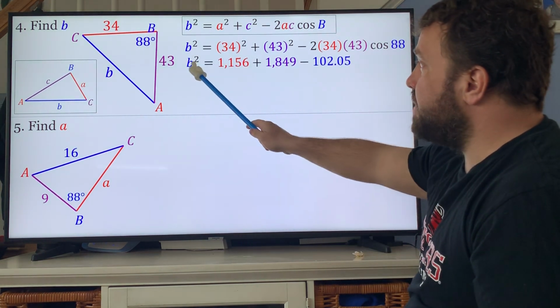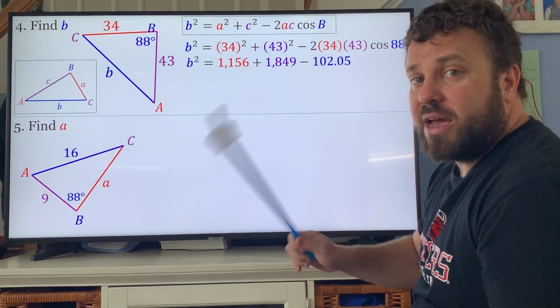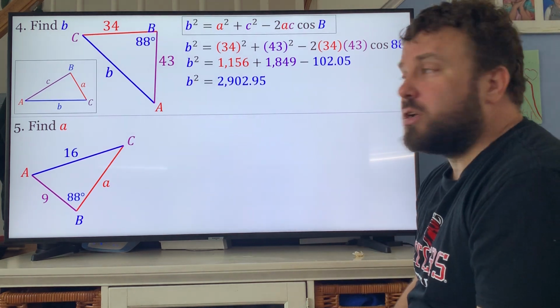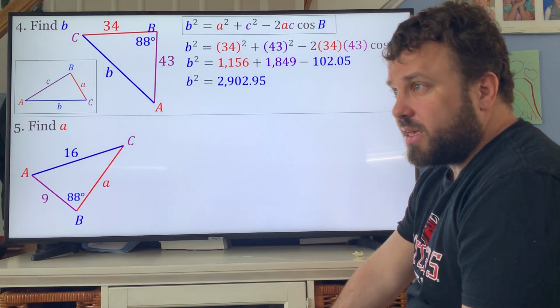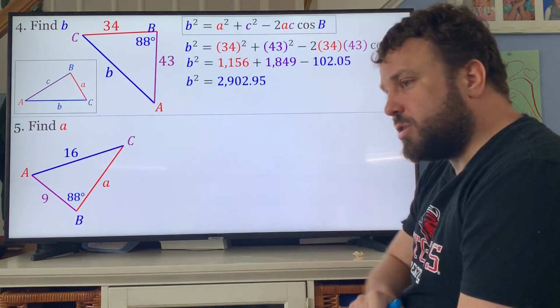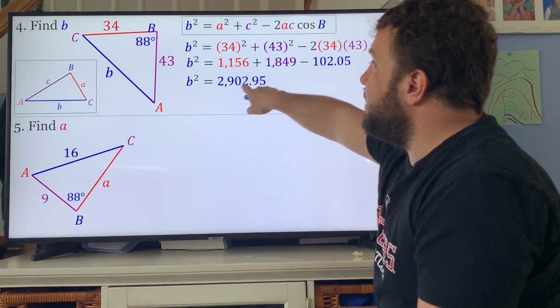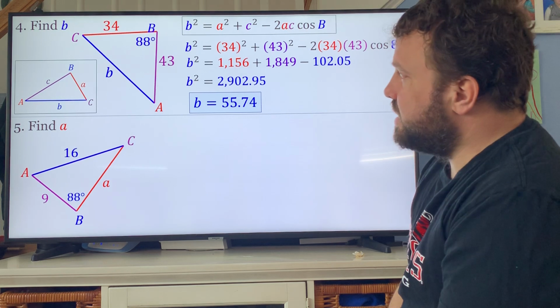Now what you can do to find B squared is add these two and subtract this. All three of them add together. It's easy. B squared equals that. So how do you solve for B? Opposite of squaring something is taking the square root. Second x squared gives you the square root of this number. 55.7. There's your answer.